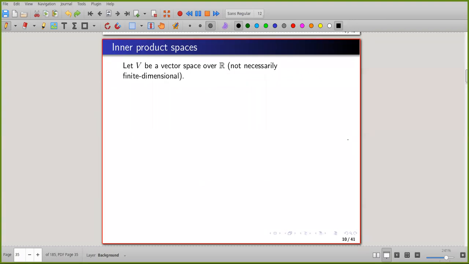So what is an inner product space? Please note that when we specify a vector space, there is no inner product on it a priori.